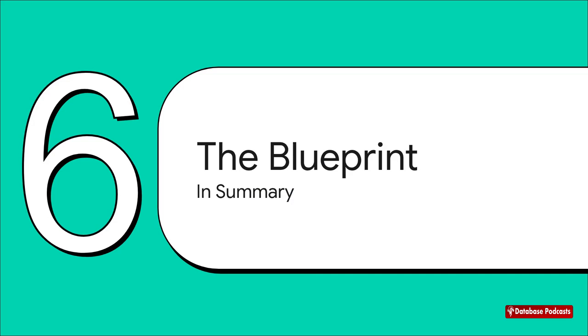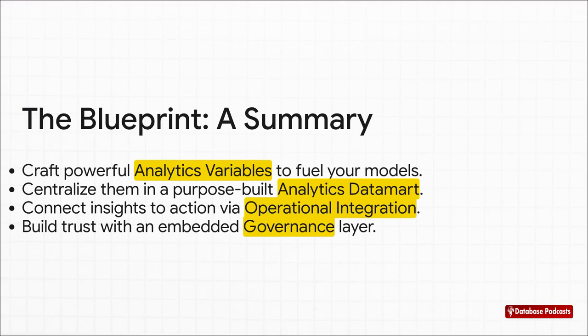Okay, so let's pull back and take a look at the complete blueprint we've just assembled. This is the whole 6-component architecture for an automated analytics solution. It's a clear, robust flow. First, you craft those powerful analytics variables to really fuel your models. Then, you centralize them in that purpose-built analytics data mart. Next, you connect those insights to real-world action through thoughtful operational integration. And finally, you build trust and reliability into the entire system with an embedded governance layer.